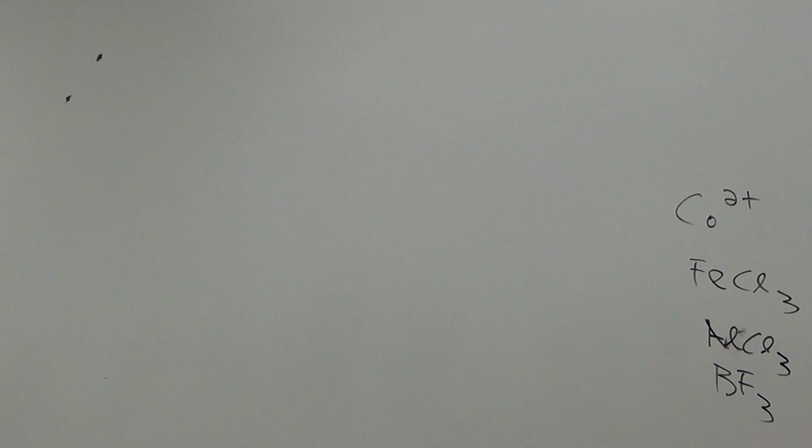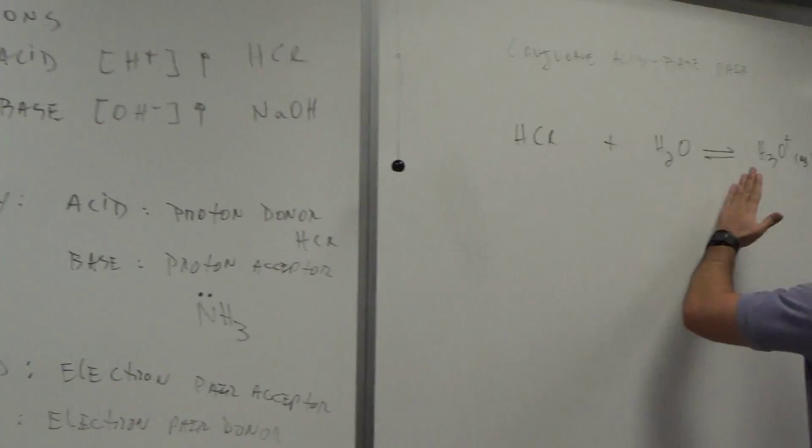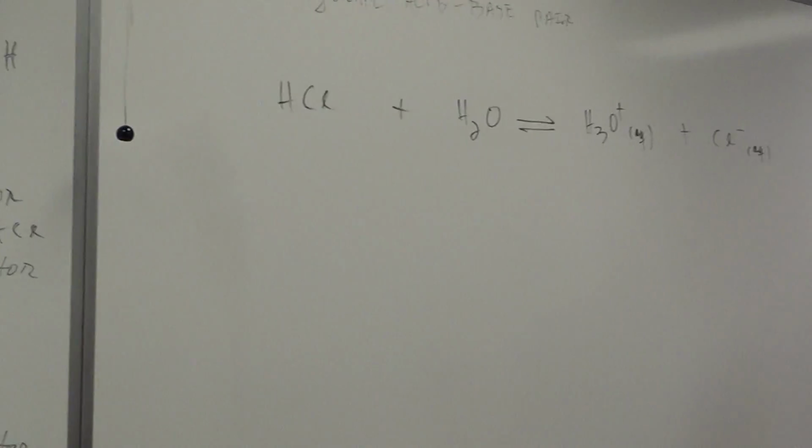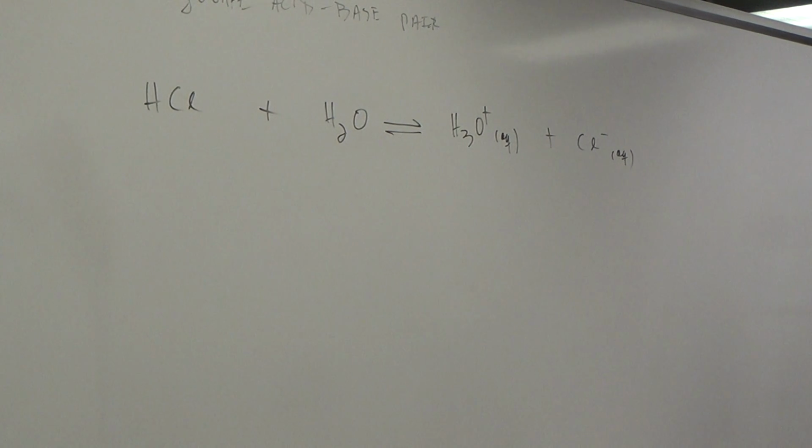This is the conjugate acid-base pair. We have to determine which one is the acid, which one is a base, which one is a conjugate acid, which one is a conjugate base. In an equation like this, the acid and the base are on the reactant side, and the conjugate acid and base are on the product side. Yes or no? Yes. Okay.